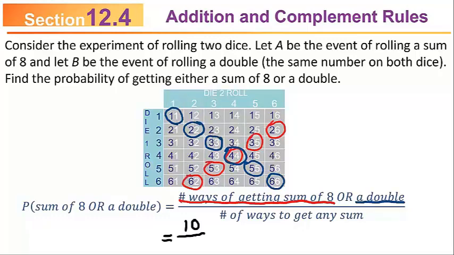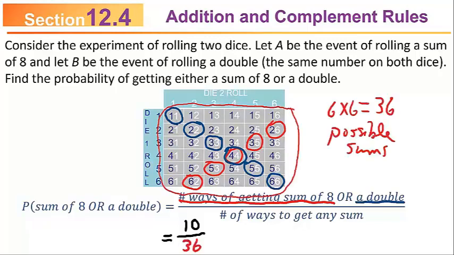So that gives you 10 over the number of ways to get any sum. Well, as we've learned from doing these type problems multiple times, there are 36 possibilities. So the answer is 10 over 36, and if you want to reduce it, you get 5/18. Again, we didn't have to explicitly use the addition rule for probabilities, although you could.